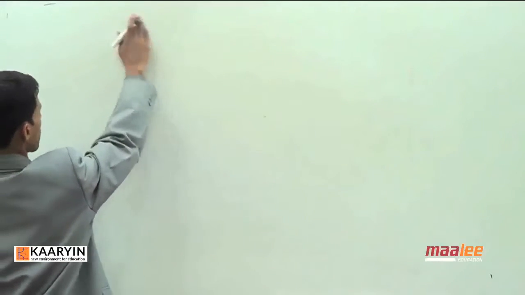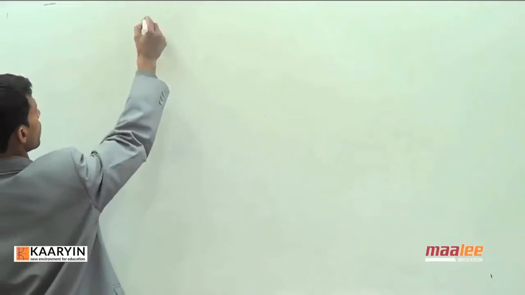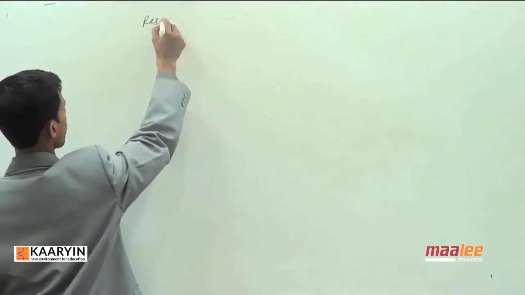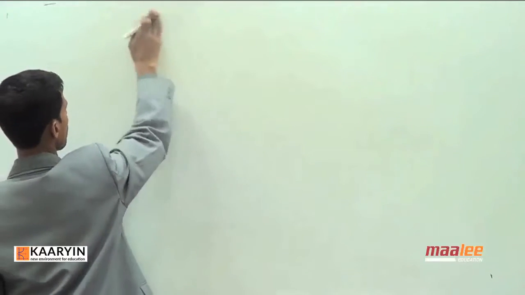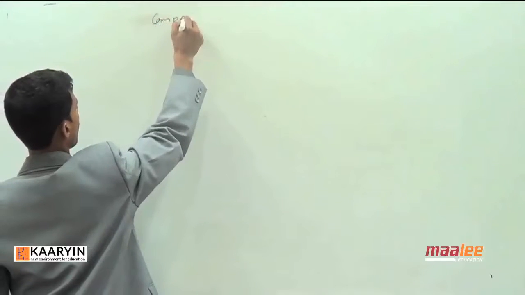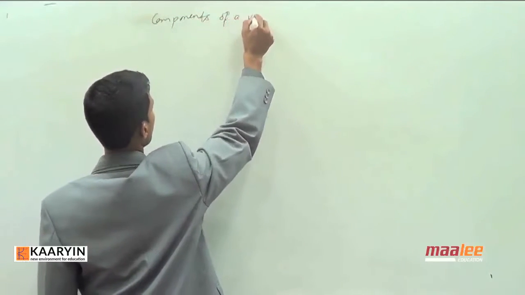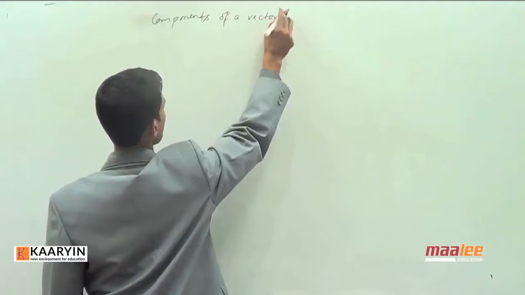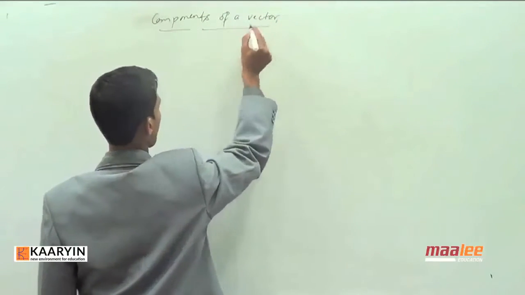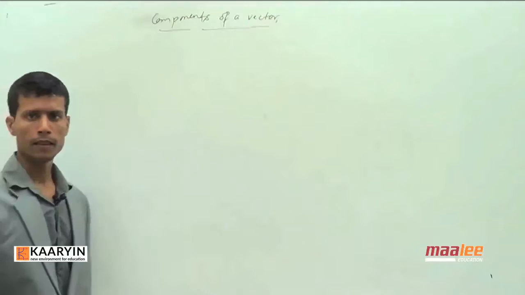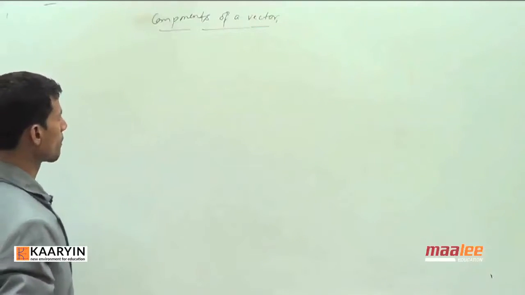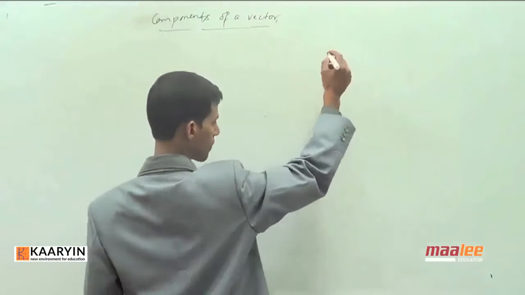Now, in today's class we are going to talk about how to find out the component of a given vector. Finding the component of a given vector is also called the resolution of the vector. We will say components of a vector. It is also called resolution of the vector.